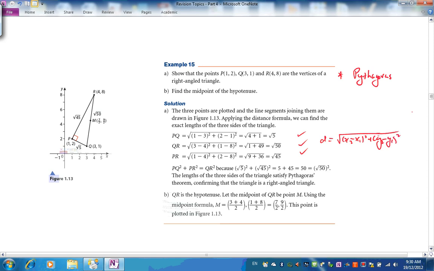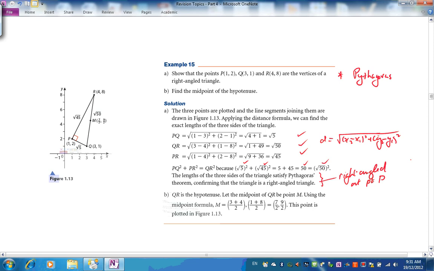And so we get those three values, and now we have to check: does the square of one of them equal the sum of the squares of the others? And yes, we can see it. Root 5 squared is 5, root 45 squared is 45, and that comes to 50, which is the other side squared. So it satisfies Pythagoras' theorem, therefore it is a right-angled triangle, and it's always a good idea to say right-angled at, and name the point: right-angled at point P, what we've shown here.